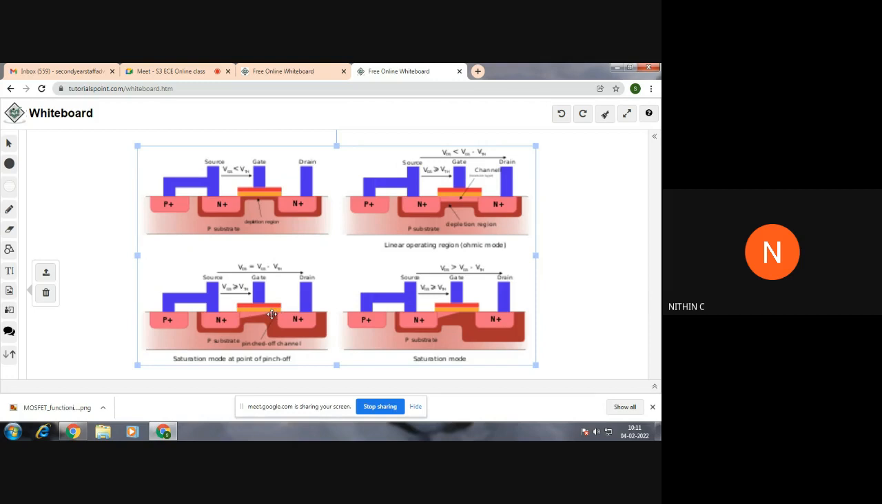But that is not what happens, because in this N plus region, since it is reverse biased, we have positive potentials over here. In this N plus region, you will have positive potentials developed like this, positive immobile ions. These positive immobile ions will drag the electrons through this. That's why we are having a constant current.